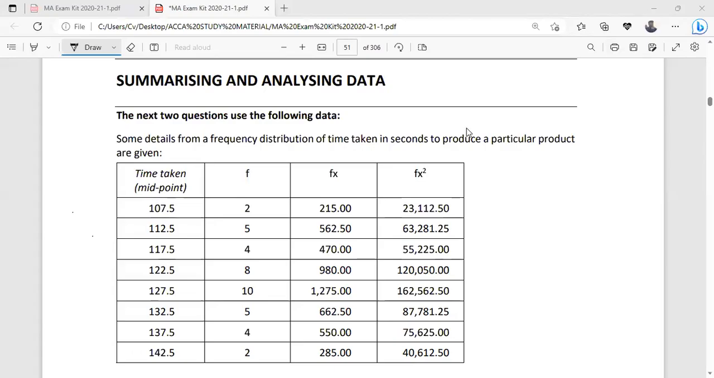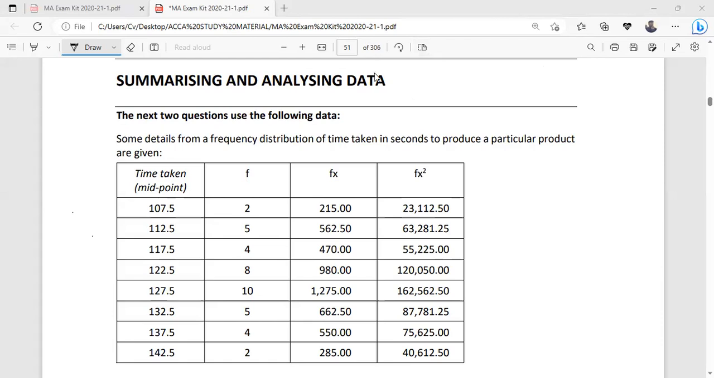Today we are going to start summarizing and analyzing data. So we are starting with the questions. The next two questions use the following data. Some details from a frequency distribution of time taken in seconds to produce a particular product are given.